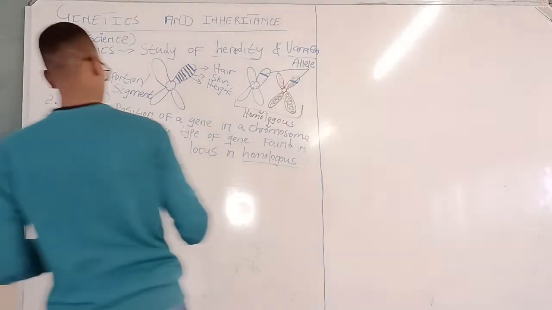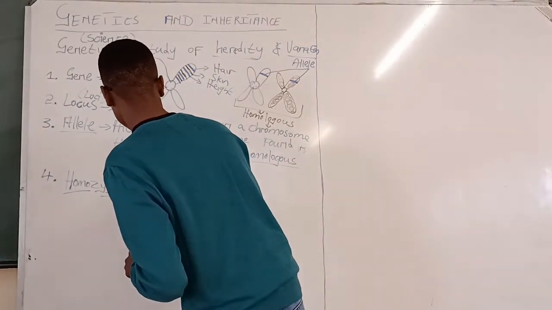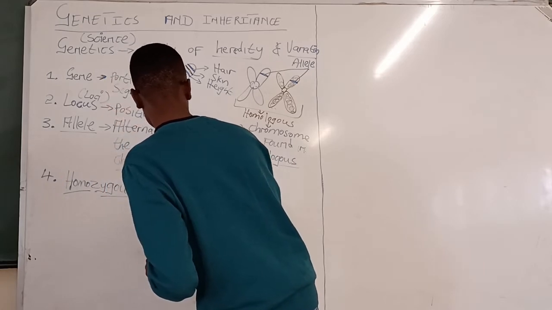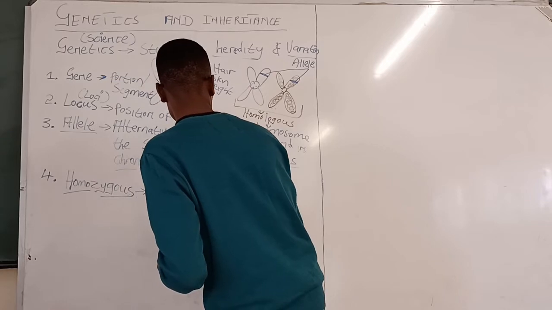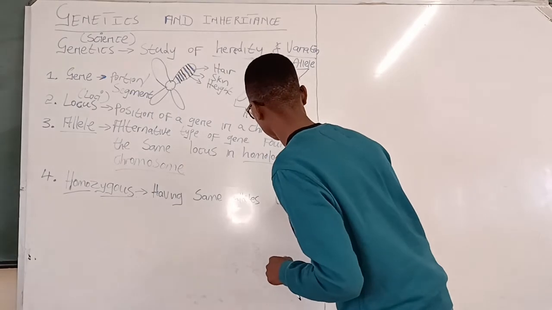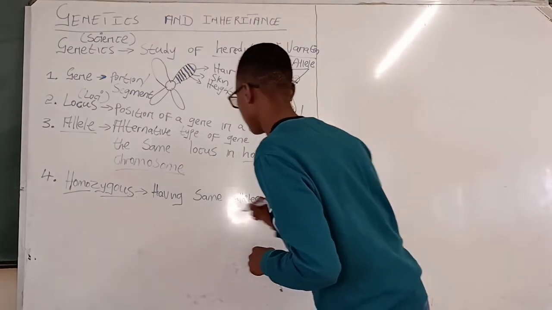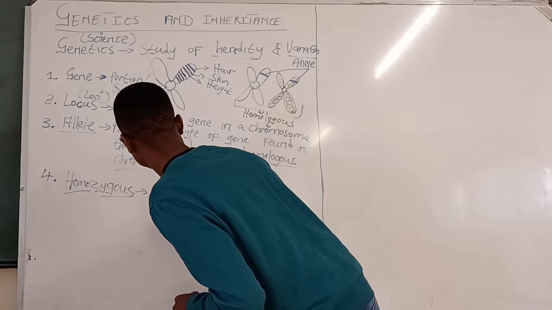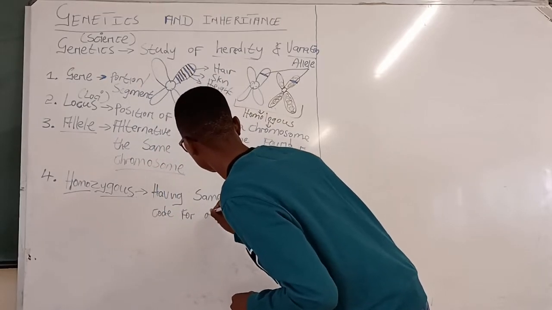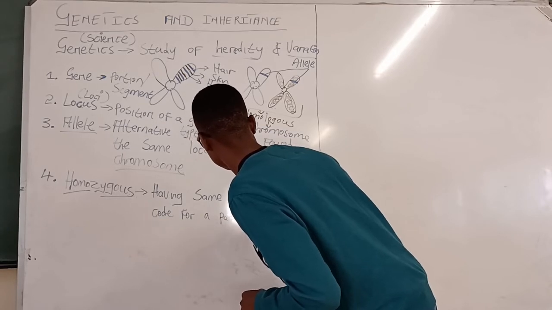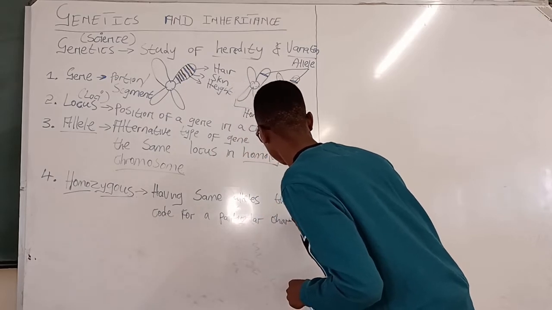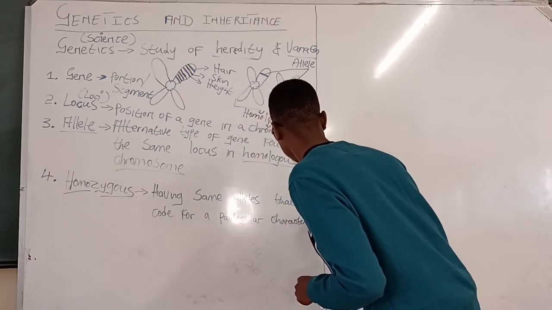We are going to talk about recessive and dominant alleles as we move forward. So homozygous is having the same alleles that code for a particular characteristic.